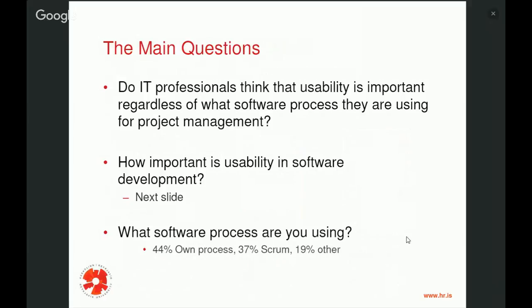I think now, 7 years later, Scrum is more popular. So it's up to maybe 50-60% in Iceland now. And other agile processes, Kanban and so on, are also popular. So own processes maybe 1/4, 25%.